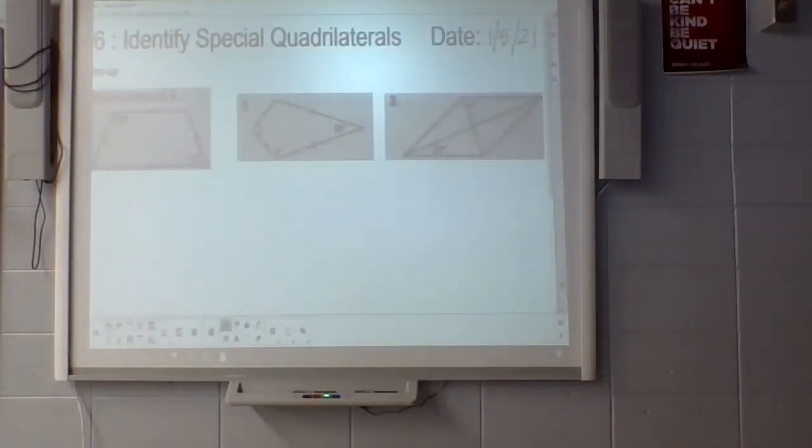See if you can find the value of x for all of them. So there are 3 separate problems there.